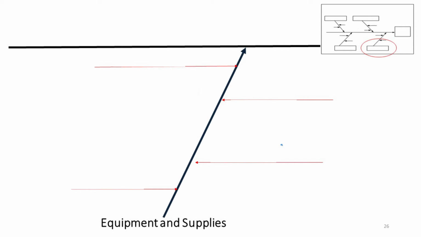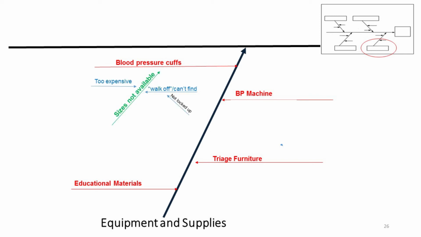This time, the big bone displayed is equipment and supplies. Here, an example of some of the causes for the big bone equipment and supplies are blood pressure cuffs, BP machine, triage furniture, and educational materials. For blood pressure cuffs, a cause may be that sizes are not available. If asked why, perhaps they are not available because they're too expensive or they walk off because they aren't locked up. What other reasons can be added to this bone?